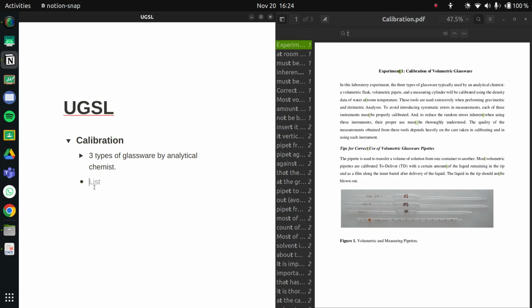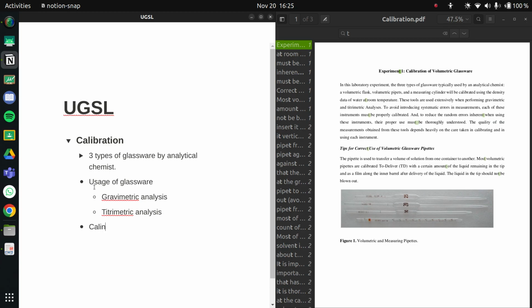So usage of glassware. It's used in what? One is gravimetric analysis and the other is volumetric analysis. So these are the 2 ways that you can use these. Then to avoid introducing systematic errors in measurements, each of these instruments must be properly calibrated, right?